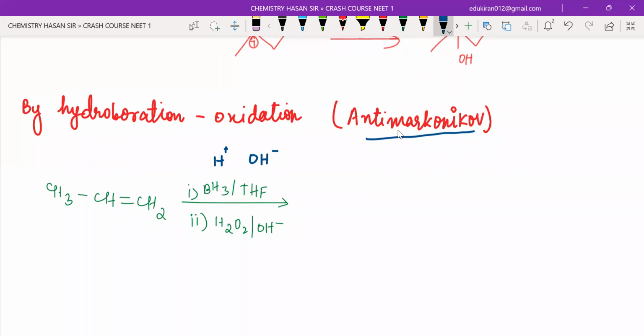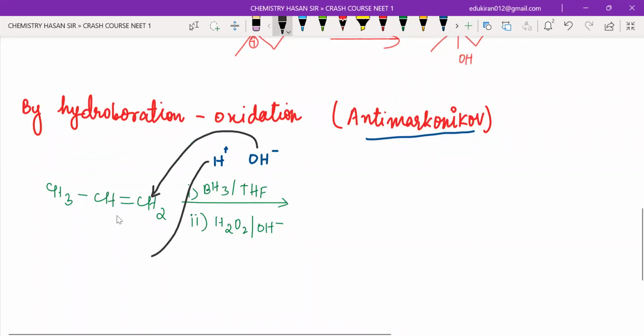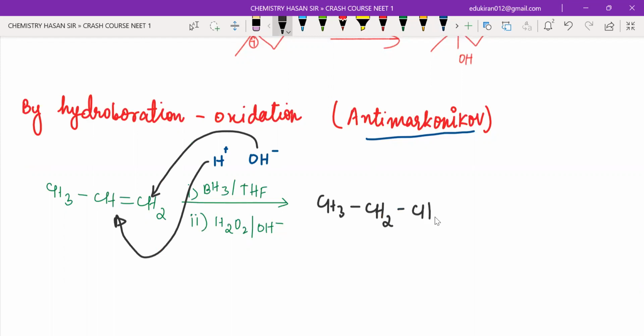Propanol. Very good. As you know, this negative part will go to that carbon and this will go to this carbon. So with the help of this hydroboration oxidation, we always get 1-degree alcohol, or primary alcohol. And this we get from anti-Markovnikov. Is that clear? Yes, sir. Okay, can I change the slide?